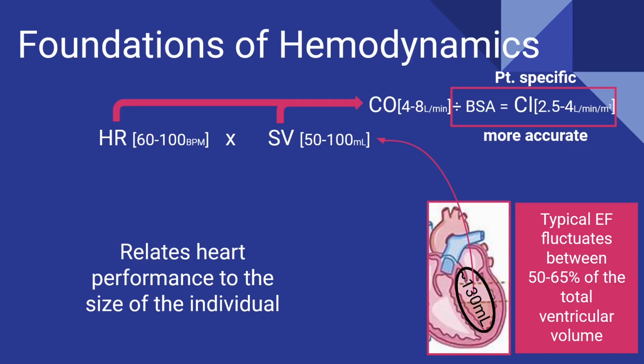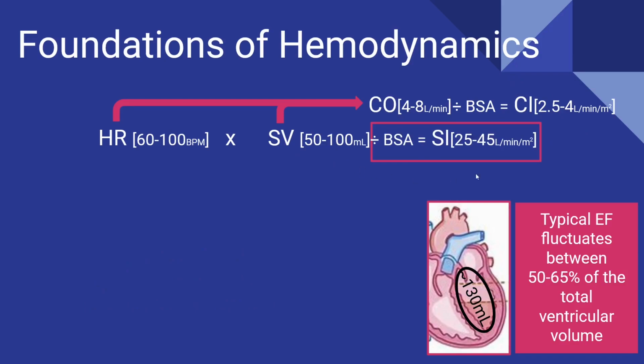Okay, so they're not going to have you calculate that, but you're going to need to know that there's a difference in the number. So cardiac output is 4 to 8. Cardiac index is about half of that. So if you can remember cardiac output, you can remember cardiac index by just saying it's about half. Okay, this is way more accurate.